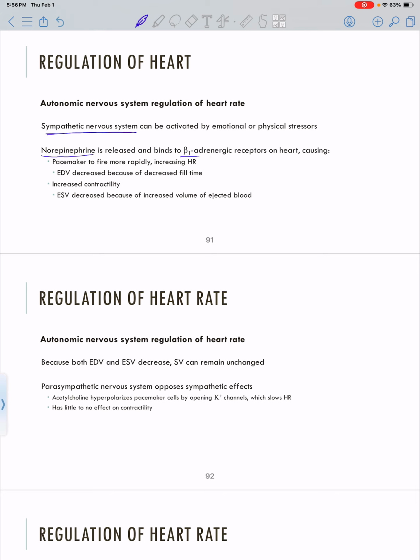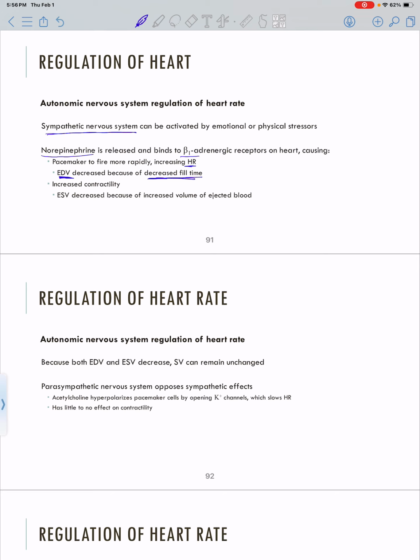And what is that going to do when it binds? It's going to cause your pacemaker, remember, your pacemaker is your SA node, to fire more rapidly, which is ultimately going to increase your heart rate. Your end diastolic volume is going to be decreased because now we're increasing our heart rate, which means our ventricles have less time to fill. If our ventricles have less time to fill, we're not going to get as much max volume in there before they contract. So if we increase our heart rate, we're going to decrease our end diastolic volume, how much blood is in there before we actually contract them.